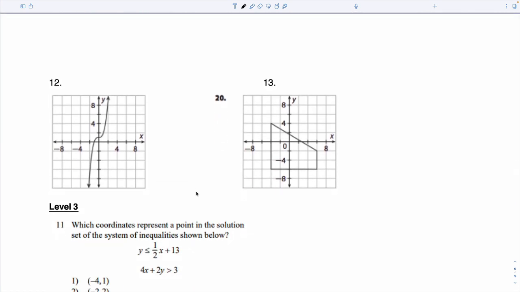Number 12. Maddie. Maya, did you get to 12? Yeah. Is it a function? Yes. It is. It goes through 1 point. You can test anywhere. Yeah, Tanner. It's not a function. Why not? Because at the very top it starts out. It looks really, really close.